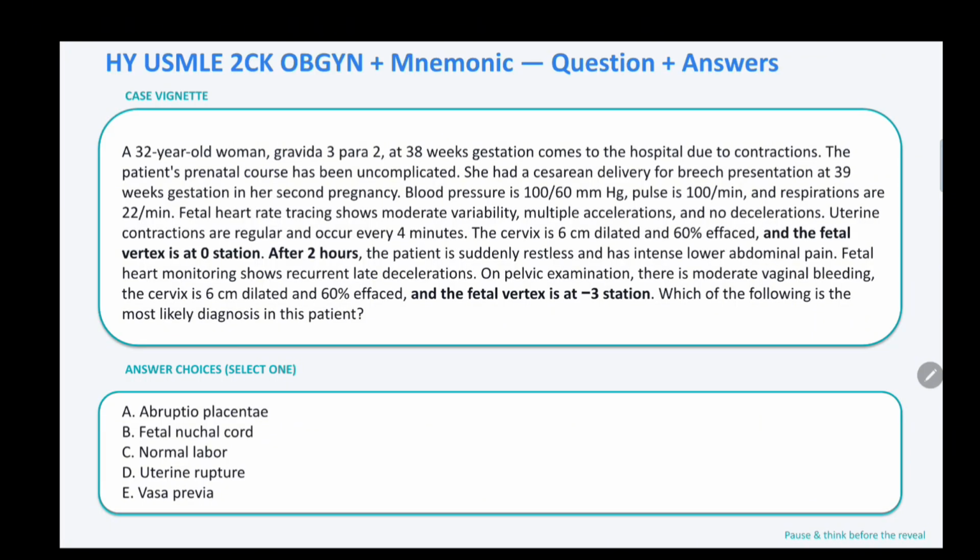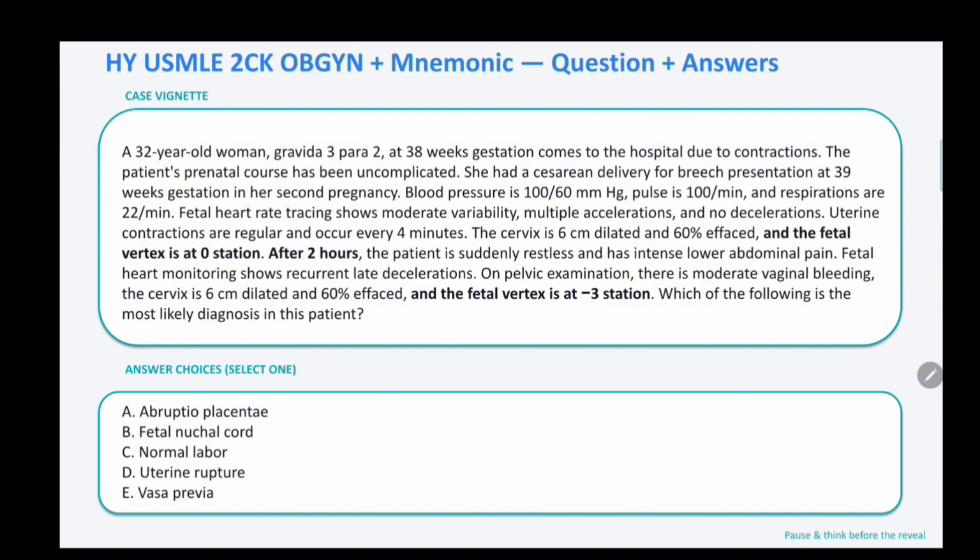Normal labor is painful. The pain here is described as sudden and intense. Most importantly, in normal labor, the baby's station progresses downward from 0 to +2 or +3, not upward. This choice is clearly incorrect. Vasa previa. This condition can cause vaginal bleeding and abnormal fetal heart rate tracing. However, there is no associated abdominal pain or loss of fetal station, making this diagnosis unlikely.